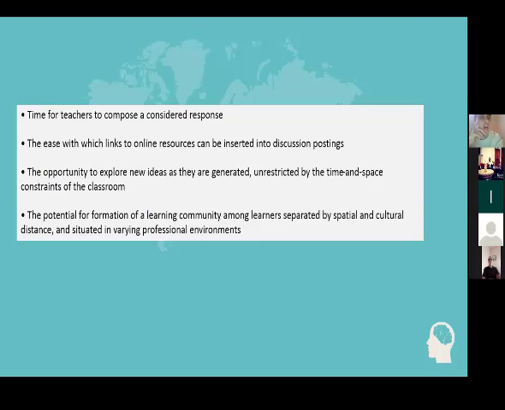The opportunity to explore new ideas as they are generated, not restricted by the time and space constraints of the classroom. The potential for formation of a learning community among learners separated by spatial and cultural distance and situated in varying professional environments.